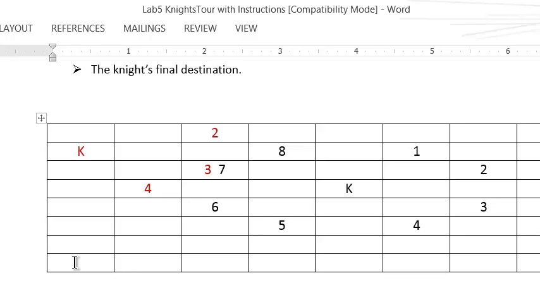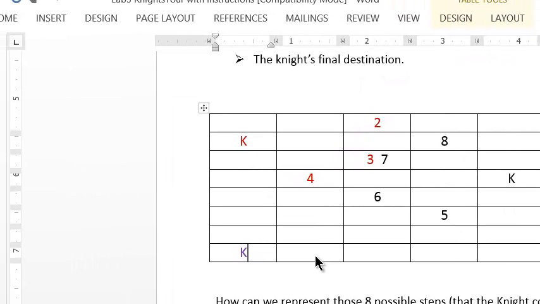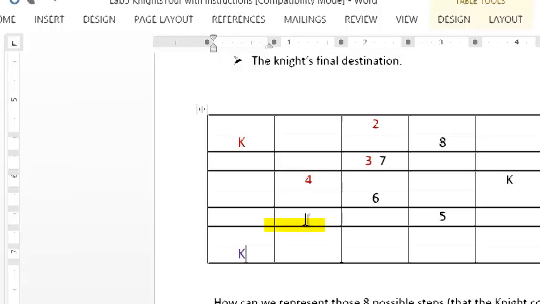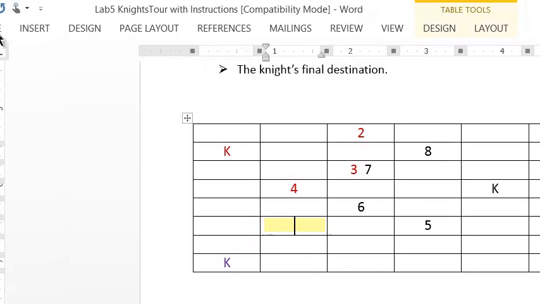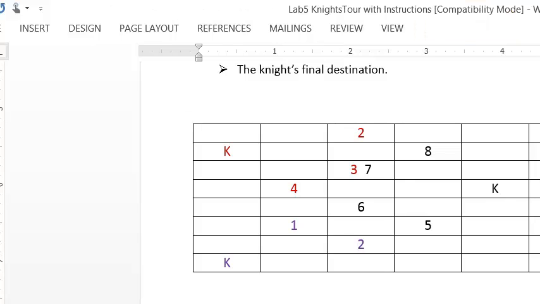Well, what if we put the knight down in this corner? Now what steps could he take? Step 1 is minus 2 rows plus 1 column. So he could take that step. Step 2 is minus 1 row plus 2 columns. So he could take that step. But are there any other steps the knight could take? No. So we see we have a complicating issue here.